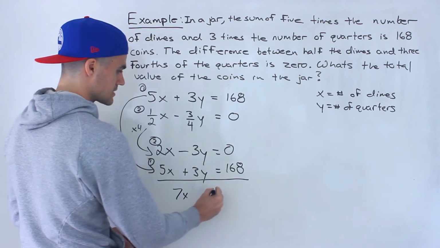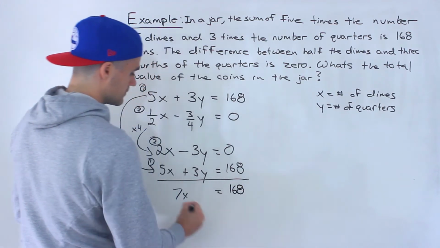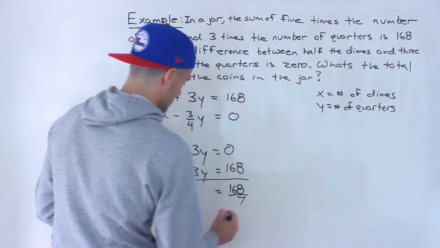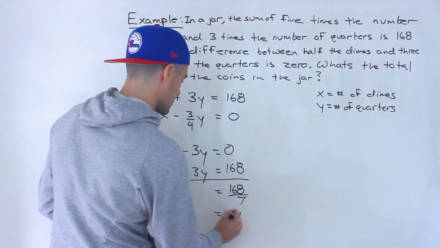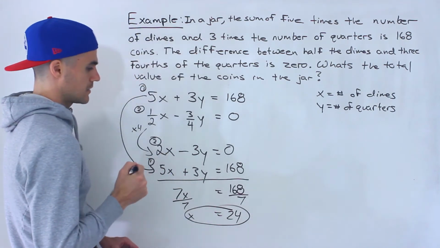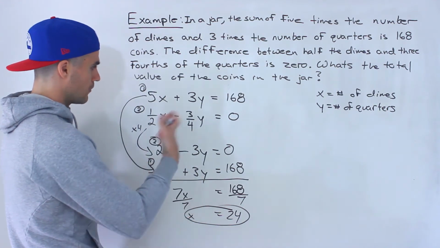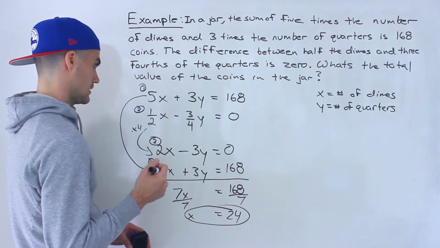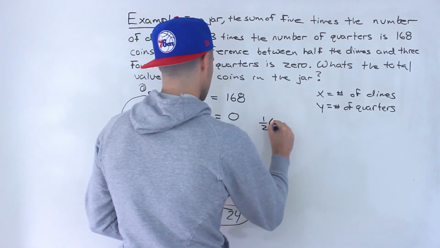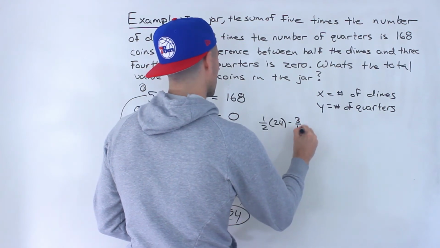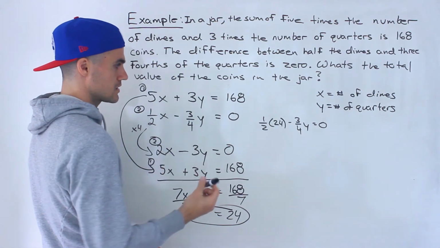We'll have 7x equals 0 plus 168 is 168. Then we could divide both sides by 7. So x would end up being what? 24? Right, 168 divided by 7 is 24. And then we could solve for y with either equation. Let's do it with the second equation. So we'll have 1/2 times 24 minus 3/4y is equal to 0. We could have also used this one here, but I'm going to use the original.